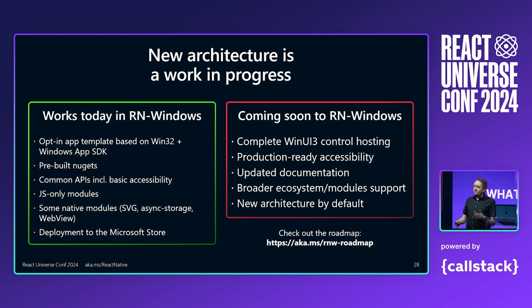Some of the things that are still in progress are full WinUI 3 support, updated documentation. There's still some API gaps around accessibility. The new architecture by default, as an out-of-tree platform, Windows lags behind just a little bit, but we'll be flipping the new architecture switch soon. Maybe not in 76, but soon. If you're interested in more specifics about our roadmap, you can visit aka.ms/rnw roadmap.